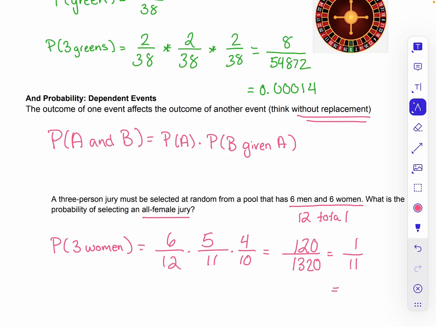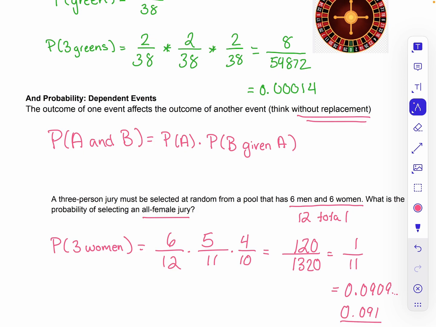And then as a decimal, if I put this in my calculator, I would actually get 0.0909, and it sort of keeps going. We're going to typically round to the 3rd decimal place this lesson. And so if that's a 9, I'd actually round that to 0.09, and then that 0 is going to become a 1. And so there's sort of my decimal. About 9.1% of the time, we would randomly select an all-female jury.